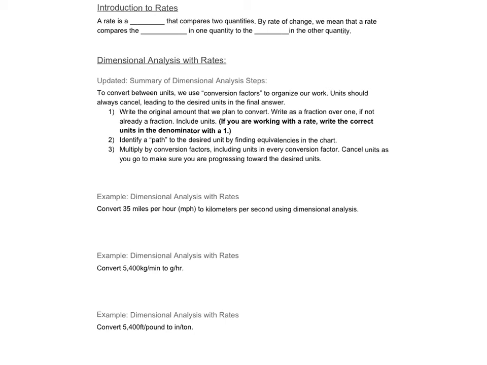For this final page of topic 6, we now take everything we've learned about dimensional analysis, but we figure out that we can also apply it to what are called rates. So a rate is a ratio that compares two quantities. By a rate of change, we mean that a rate compares the change in one quantity to the change in another quantity. And so a little bit of what I want you to know is that everything you've got going on with dimensional analysis is going to completely apply with the exception of the first step.